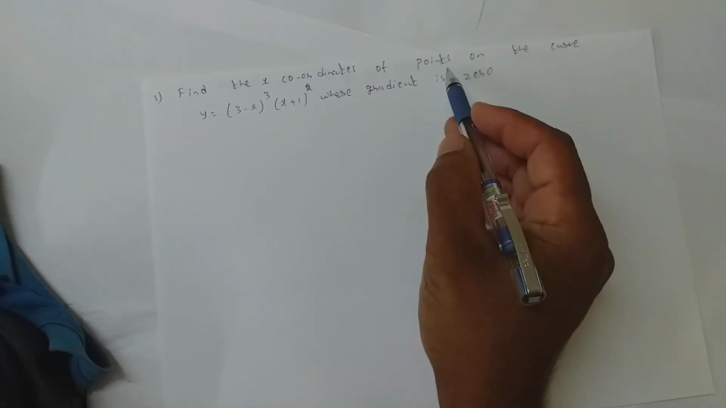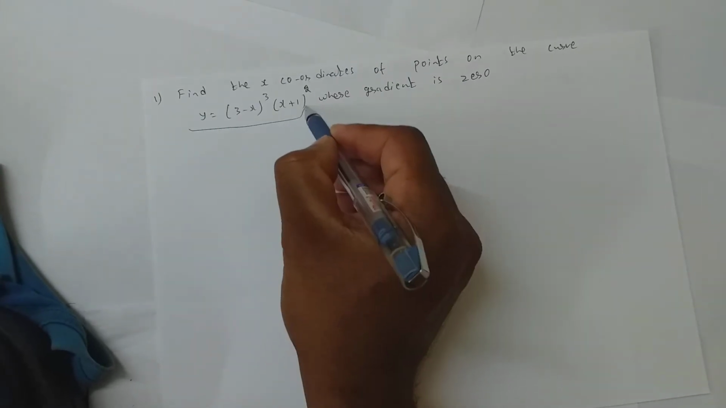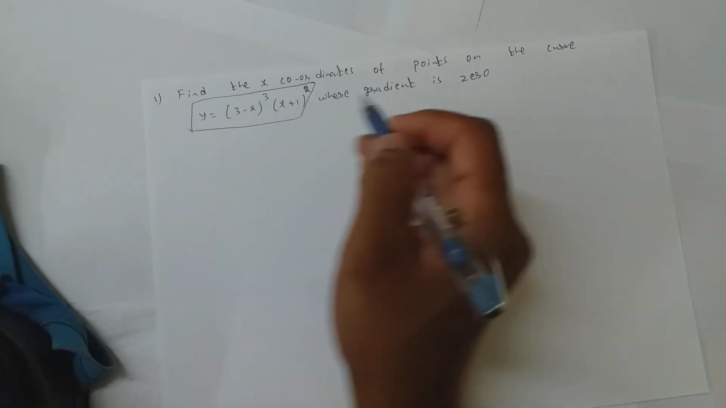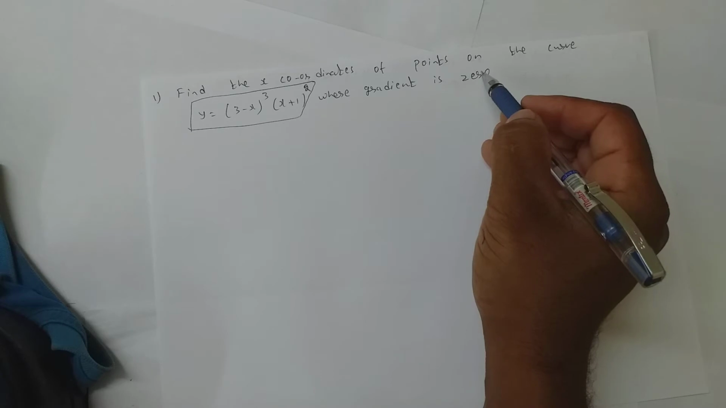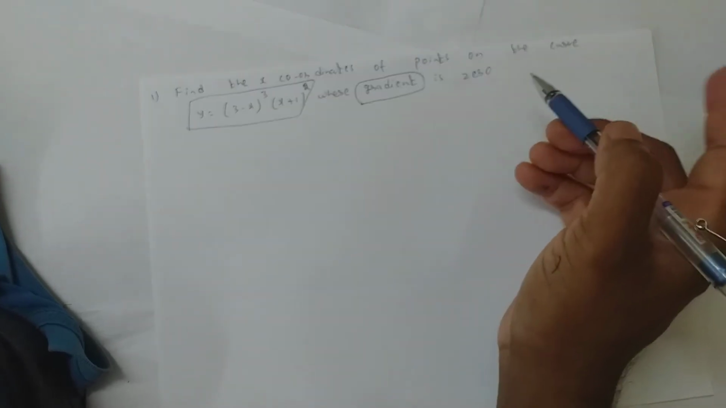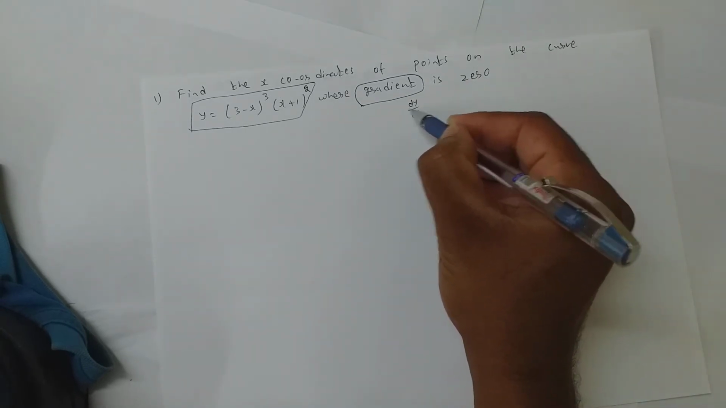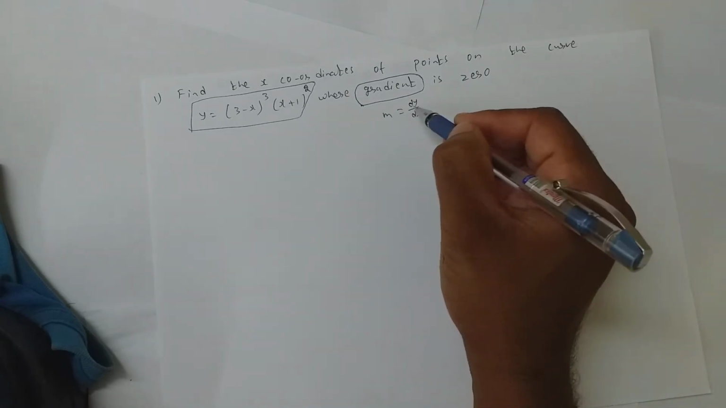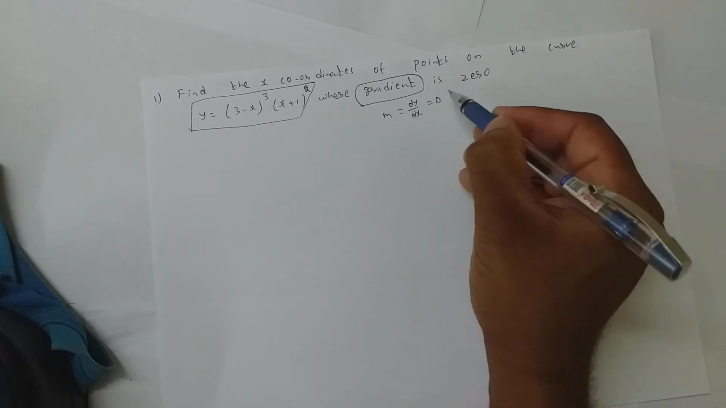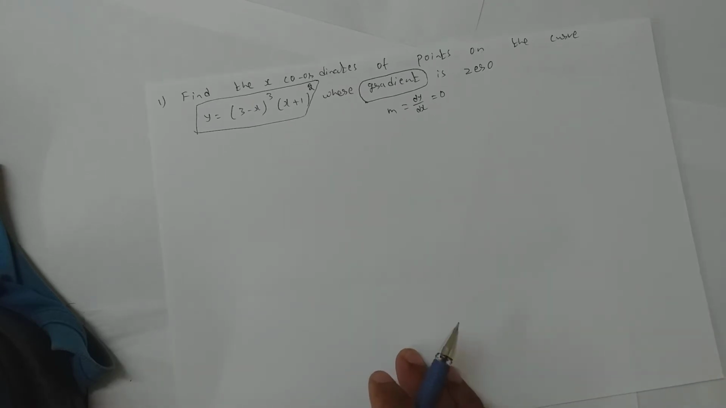Find the x coordinates of points on the curve. On this curve, I need to find the x values where my gradient is 0. In AS level, I told you many times, gradient always means dy by dx. dy by dx is nothing but gradient. So for what value of x is my gradient 0 is the question. For that, first I need to find dy by dx.